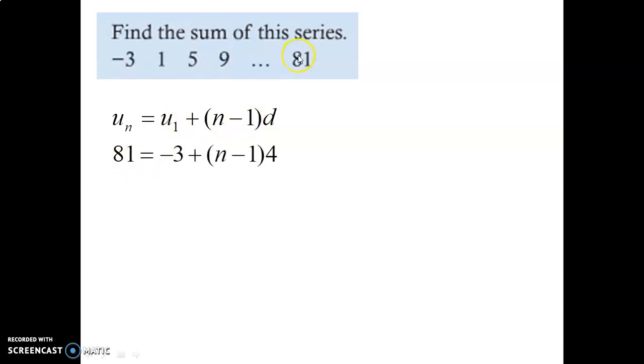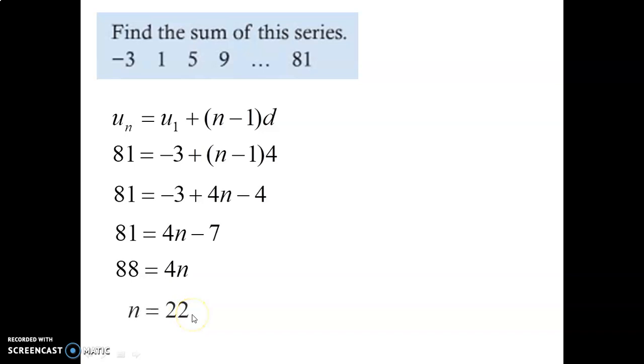Plugging in 81, that last term, and here's our u1 value, n minus 1 times d. The common difference is 4. Solve this for n. n is the only variable, right? Solve for n, and we have n equals 22. So that tells us that 81 is the 22nd term.